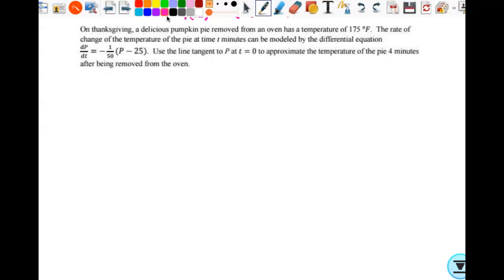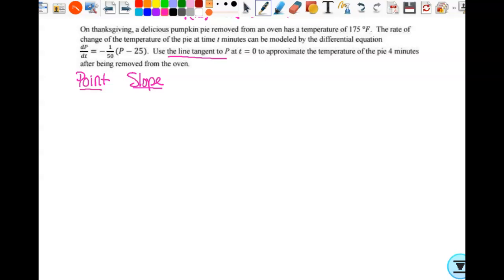But let's think about what we need to do. It says use the line tangent to. So if it's telling me to use a tangent line, I need a tangent line, right? In order to write the equation of a line, I need two things. I need the point, and I need a slope. And it's telling me to use the line tangent to P when t equals 0.